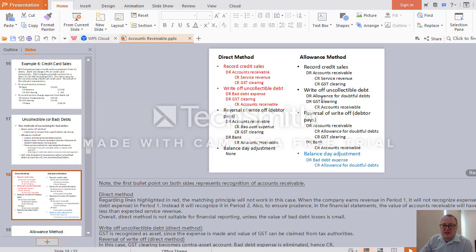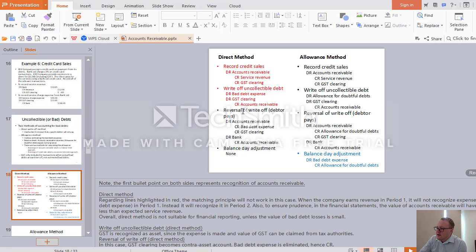For the allowance method, all your write-offs and reversals of the write-offs will occur within the same year. So it's not going to be across the years. All the things related to the bad debt expense will be settled and closed within a particular year. And at the end of that financial year, you will prepare the balance day adjustment, debit bad debt expense against allowance for doubtful debts.